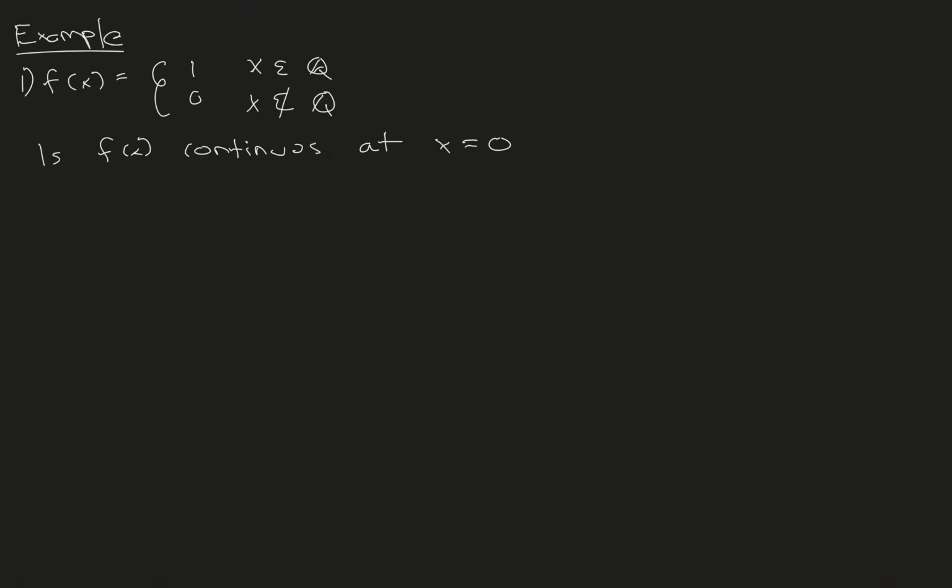Let's take a look at this example. I think you pronounce it as Dirichlet's function. I'm not really sure about that, so don't count on me. Anyway, that doesn't matter. Let's now show that f of x is discontinuous at x equals 0.